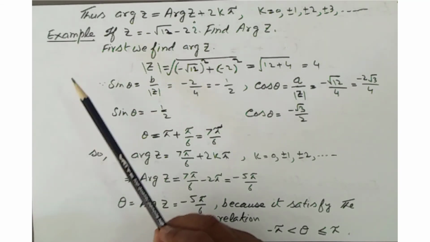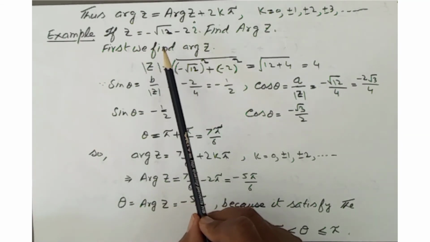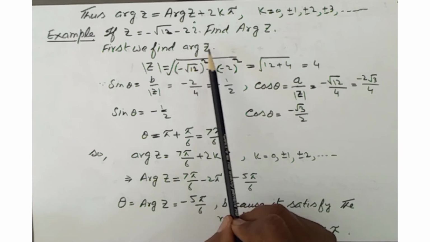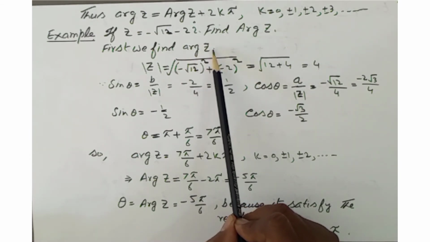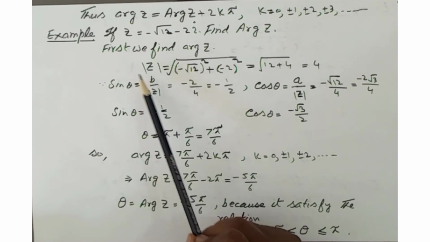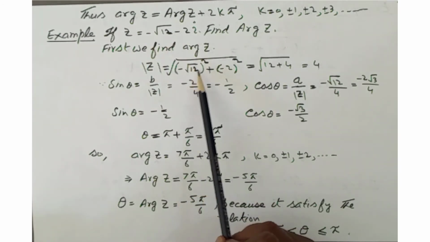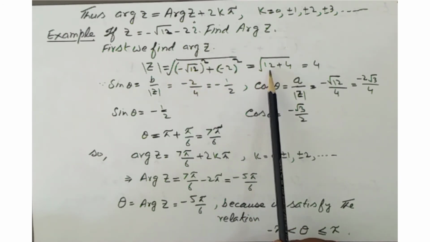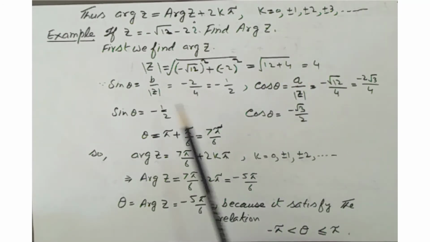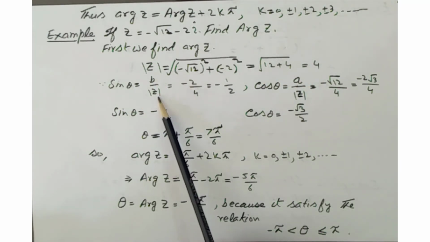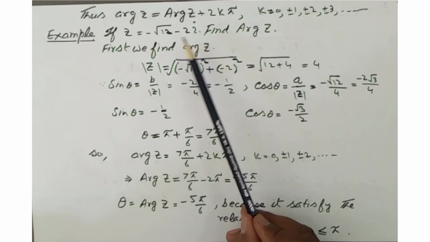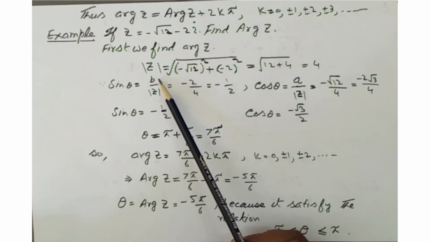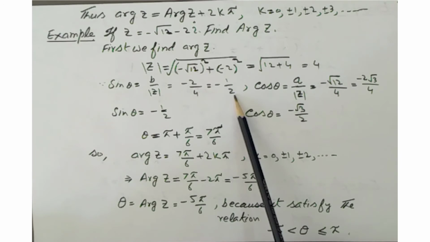Now, for example, if z equals minus under root 12 minus 2 iota, find argument of z. So first we find small arg z. First find the mod: z mod equals under root of minus under root 12 whole square plus minus 2 whole square. This becomes 12 plus 4 under root, which is equal to 4. Because sin theta equals b over z mod, the value of b is minus 2 and the value of a is minus under root 12. Put b equal to minus 2 and z mod equal to 4, this becomes minus 1 by 2.